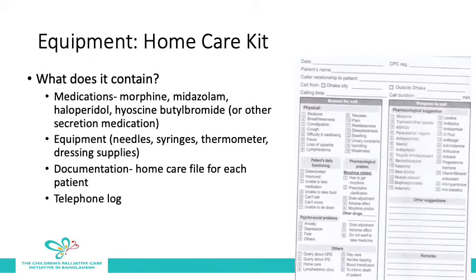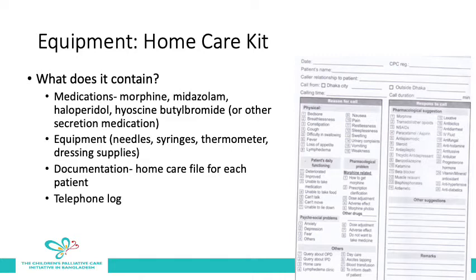Equipment contained in a home care kit should include medications, including morphine, midazolam, haloperidol, and hyoscine butylbromide. Morphine can be used for pain or dyspnea, midazolam as second line for dyspnea, for seizures, and for agitation, haloperidol for nausea, for agitation and delirium, and hyoscine butylbromide or some other secretion medication to manage secretions at end of life. Equipment in the kit should include at a minimum syringes and needles, a thermometer, and dressing supplies.